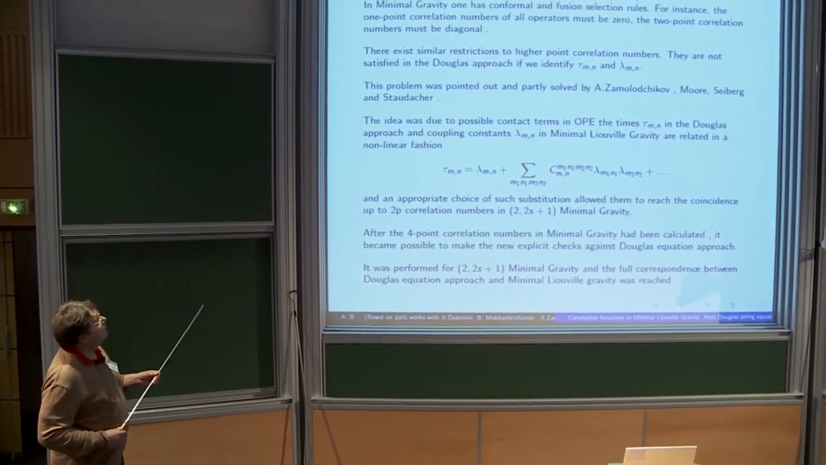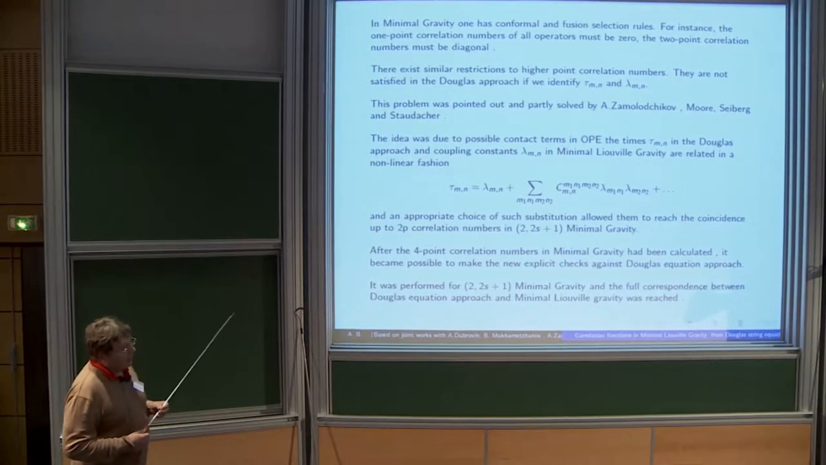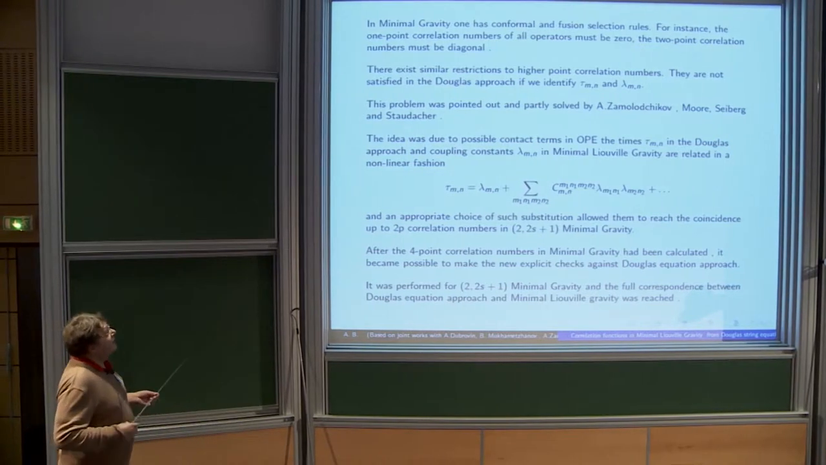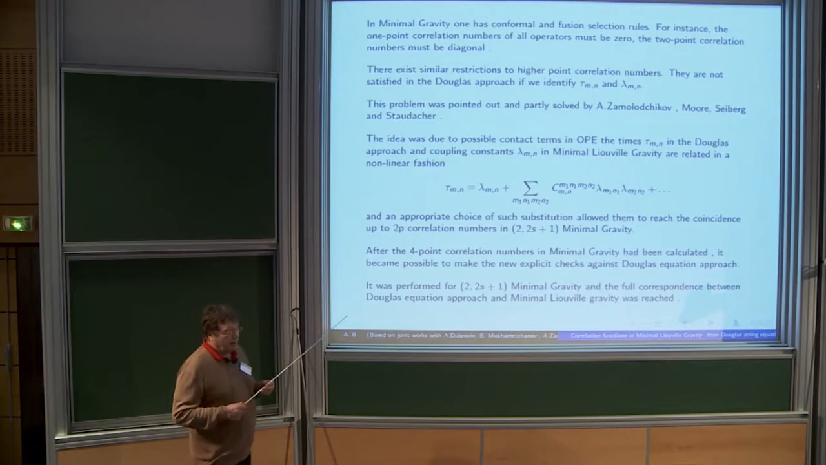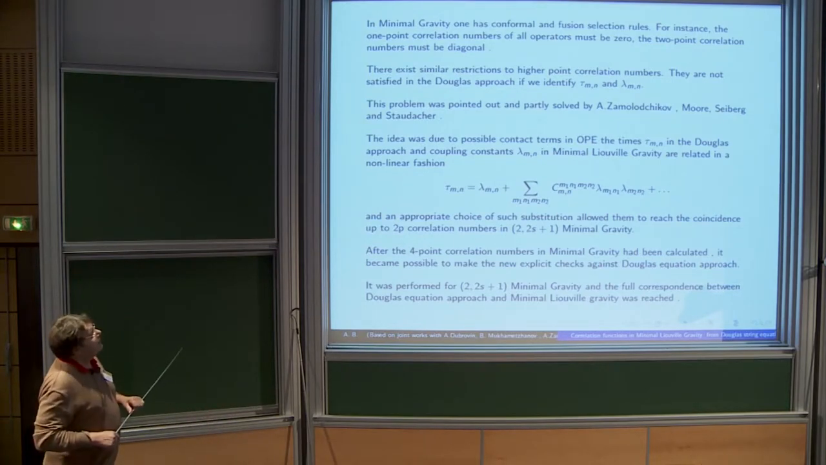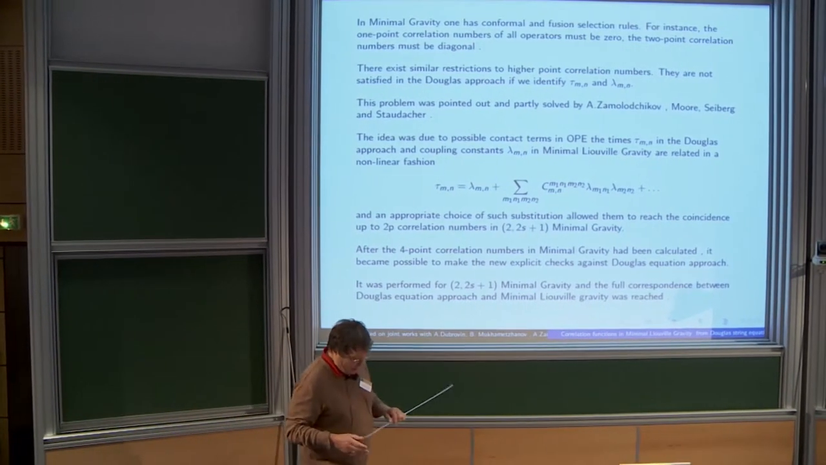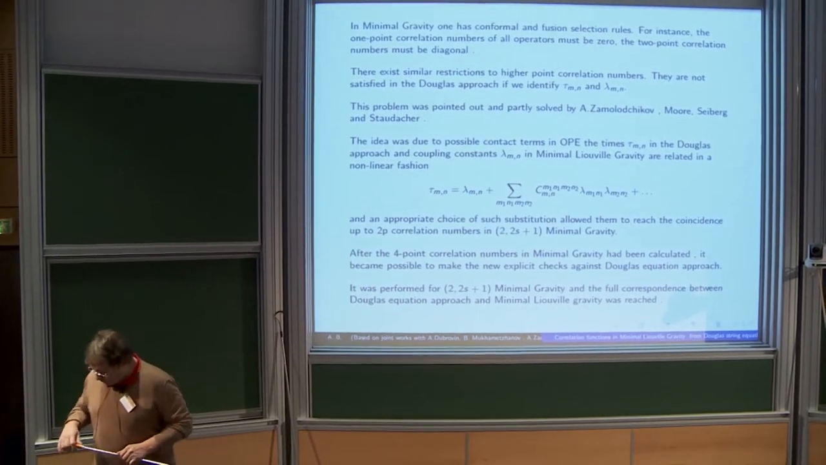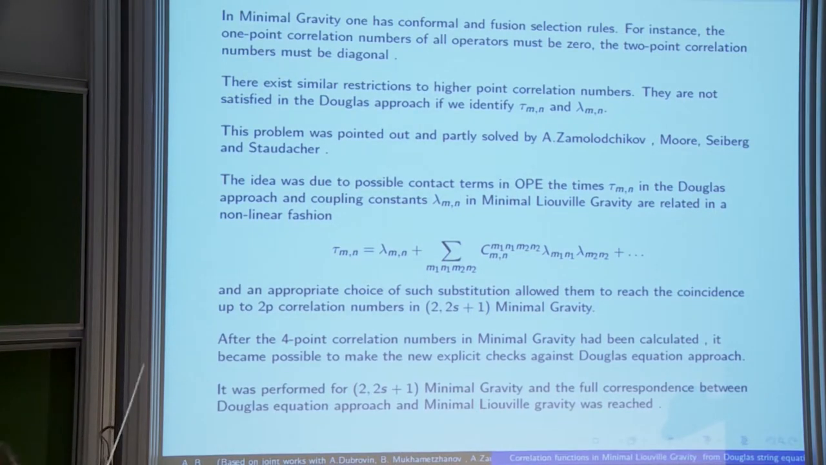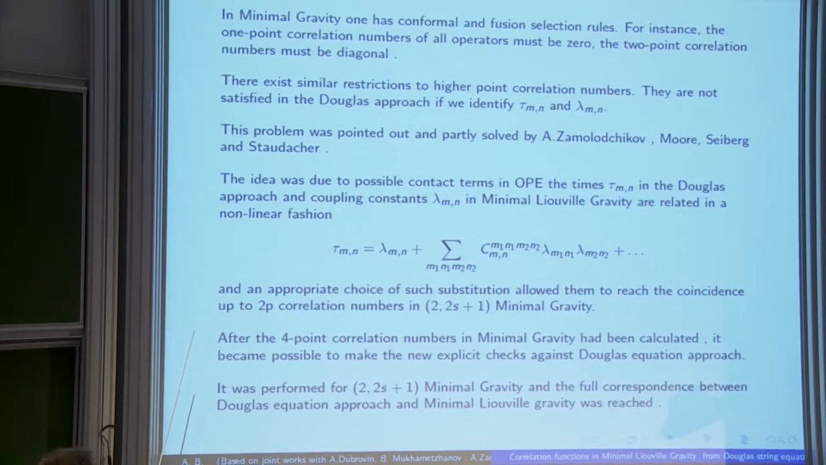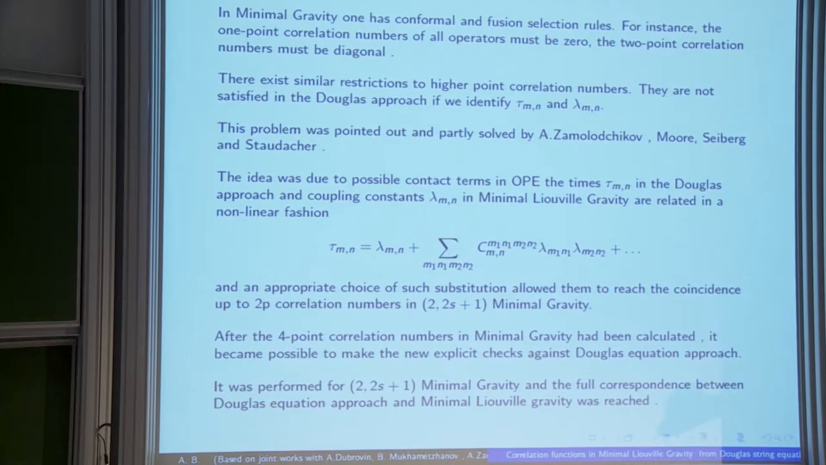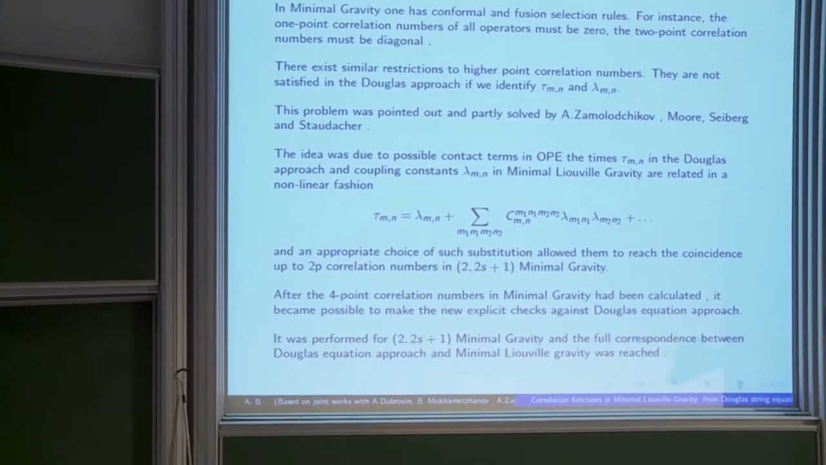In minimal Liouville gravity, we have a set of selection rules for correlation functions or correlation numbers, which are inherited from the conformal and fusion selection rules of the minimal model of conformal field theory. Say, the one-point function should be equal to zero, the 2-point function should be diagonal, and then we have other fusion selection rules. So if we compute correlation numbers of Liouville field theory, we have some restrictions for these correlators.